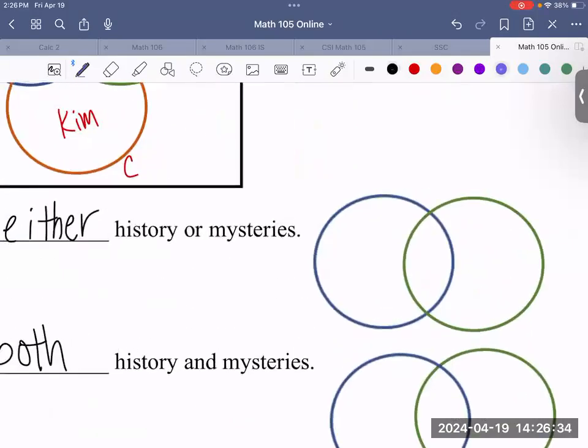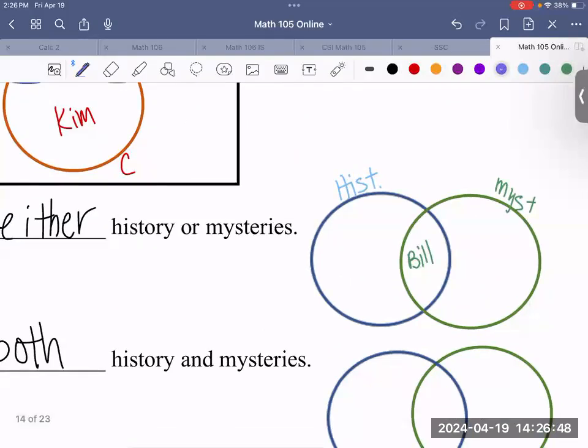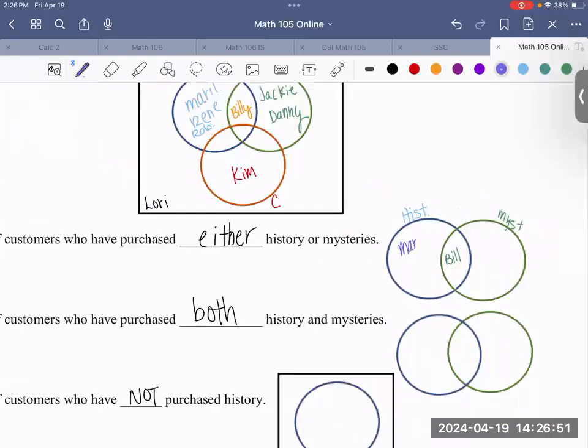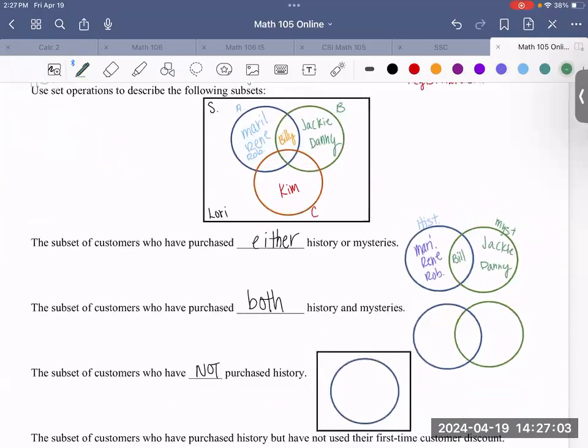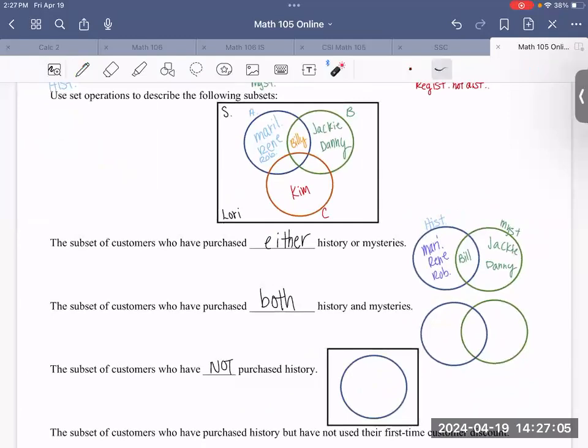So if we're talking about your A, your history, and your mysteries, we said we got Billy here, we got Marilyn, Renee, Robert, we got Jackie, and Danny. So the subset of customers who have either purchased history or mystery would actually be all of these.